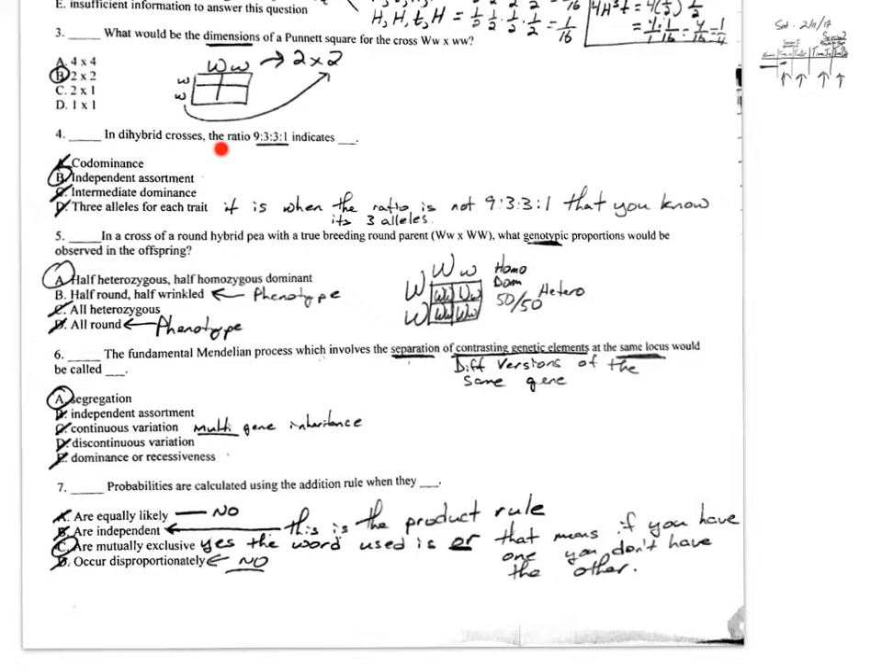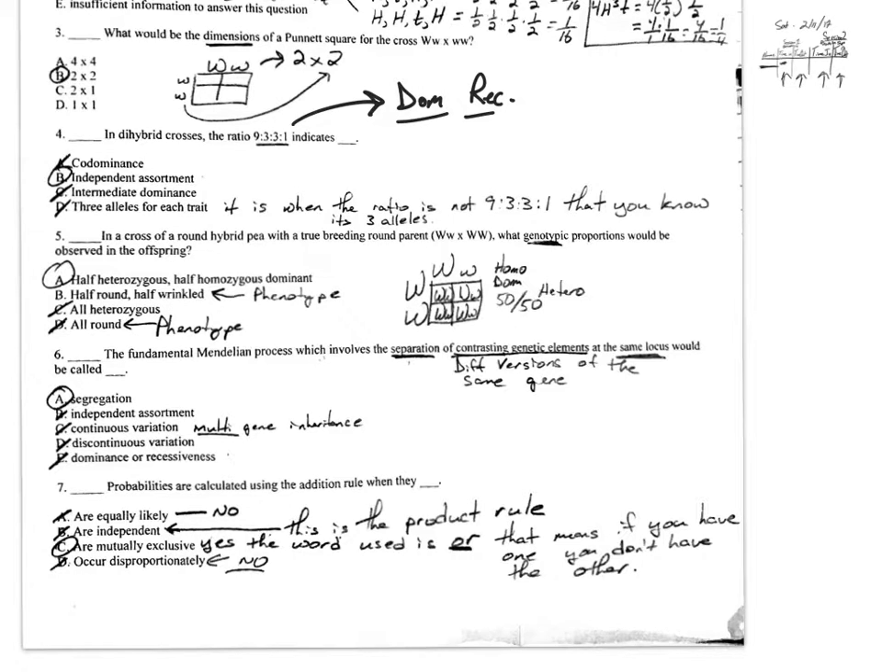In dihybrid crosses, the ratio 9:3:3:1 indicates. Now, this is something that a lot of people got wrong. I want to emphasize that if you have codominance, you're not going to have a 9:3:3:1 ratio. That's the point of the ratio. If you have a 9:3:3:1 ratio, you know you don't have any one of the more complicated inheritance patterns. So this indicates that what you have is dominant recessive.